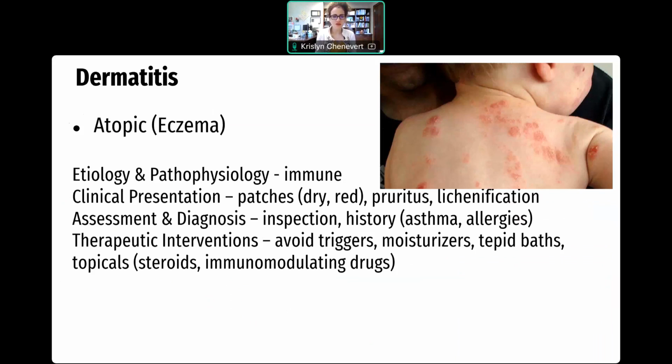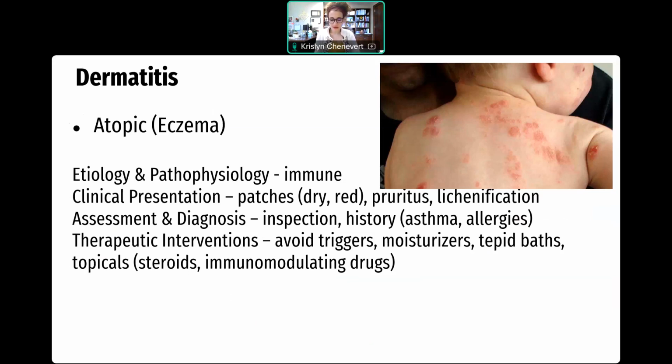It is immune in nature, so our etiology and patho there is immune related. And these kiddos are more likely to develop asthma and allergies later in life just because of that immune component. So it presents with dry, red, scaly patches, especially on the extensor surfaces and the flexor surfaces of the extremities. It can present on the face, on the shoulders, the back, kind of everywhere.